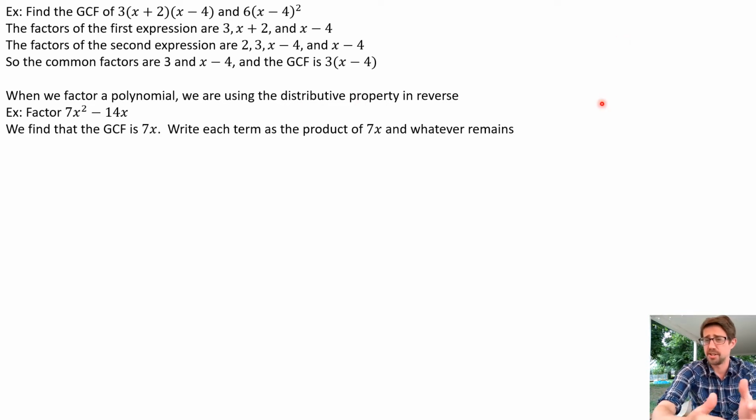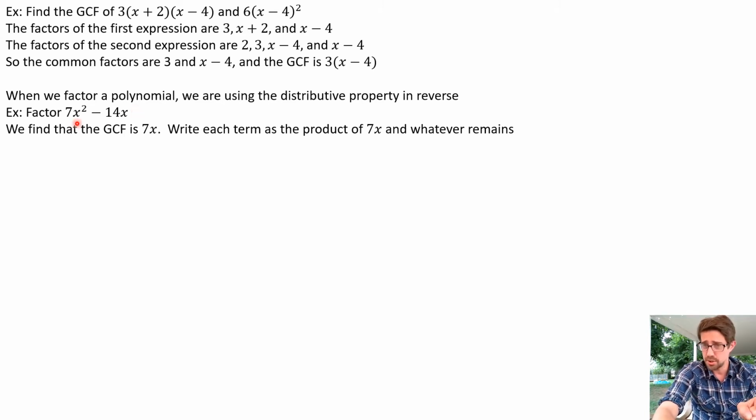So I just said that it's 7x. That's the process we've been doing over and over again. The greatest common factor of 7 and 14 is obviously 7, right? Because it goes into 14. And by the same token, the greatest common factor of x squared and x is just x, because it goes into itself and it has to go into x squared, or it's just the lowest power you see. So that's it. It's 7 times x.